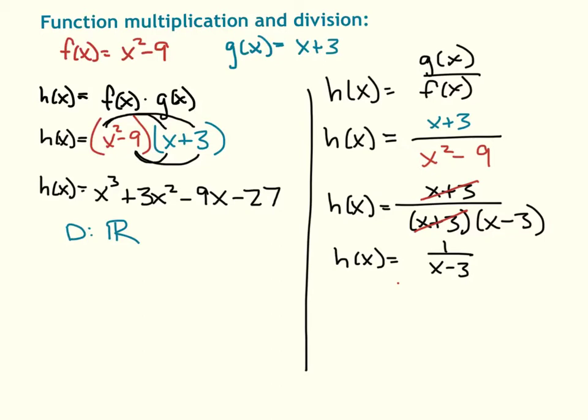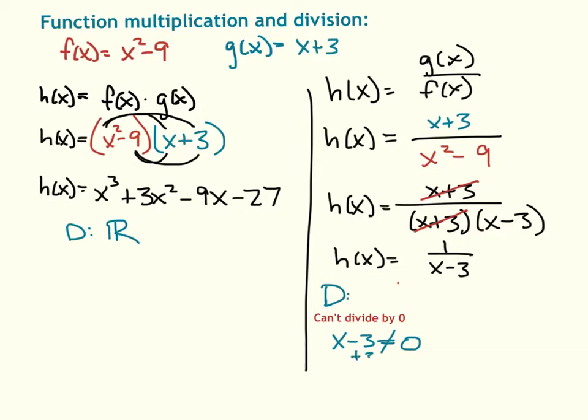Now, for the domain, I have to think, okay, what number can you not divide by? You can't divide by 0. If you divide by 0, you get undefined, right? It doesn't work. So here, x is a variable, right? I could end up dividing by 0 if x equals a certain number. And the way that we find that is you always set the denominator equal to 0. But you do it like this. You say x minus 3 cannot be 0. Okay?